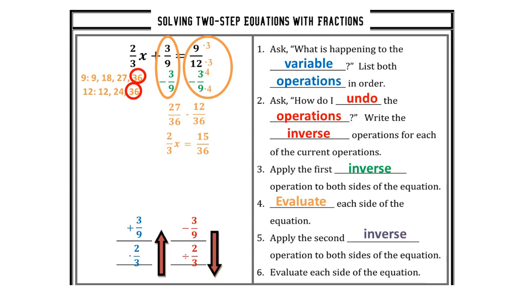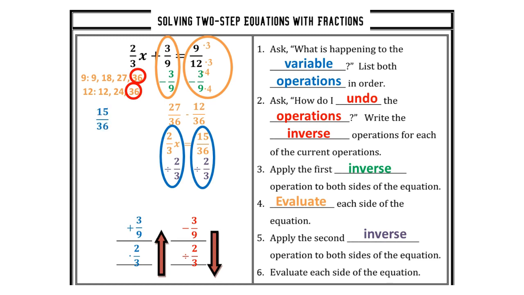Apply the second inverse operation to both sides. So I'm going to divide 2/3 on the left, 2/3 on the right. So I'm dividing by 2/3. I'm going to evaluate each side of the equation. 2/3 divided by 2/3 automatically turns into 1. So I don't have to worry about changing the left side. I know I'm going to get my identity and I'm going to be left with just x by itself. But I have to keep it, change it, flip it in order to get 15/36 divided by 2/3.